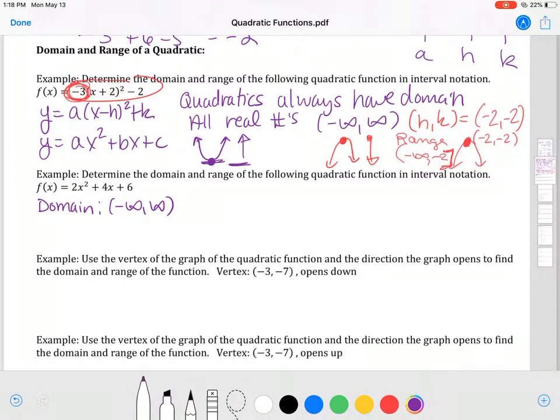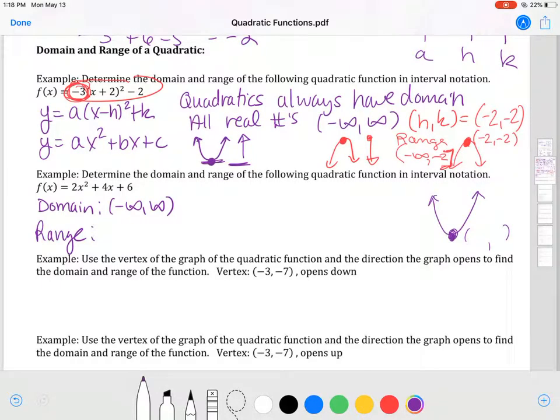But I have to do a little bit of work so I can determine what my range is. In order to figure out what my range is, I need to determine which way it's facing. And because my a here is positive, my a is 2, I know it's going to be facing up. So I know I'm going to have a minimum value for y, and then it's going to go up forever. But the problem is I need to know what that point is, that (h, k).